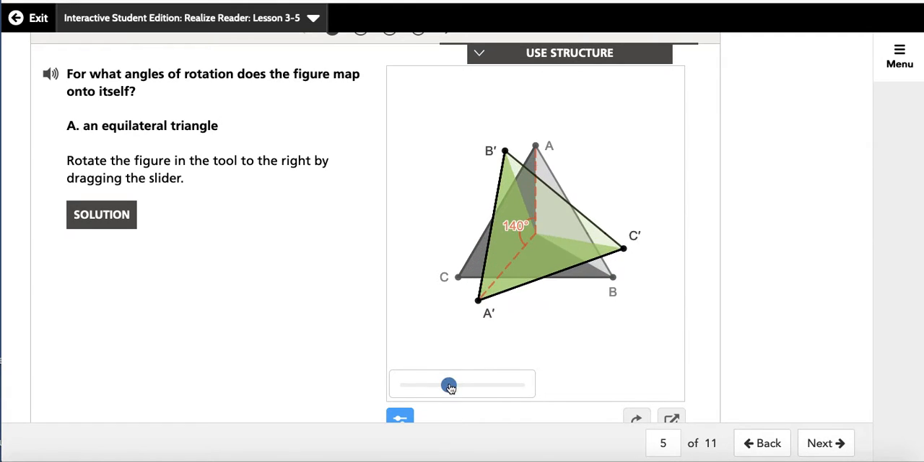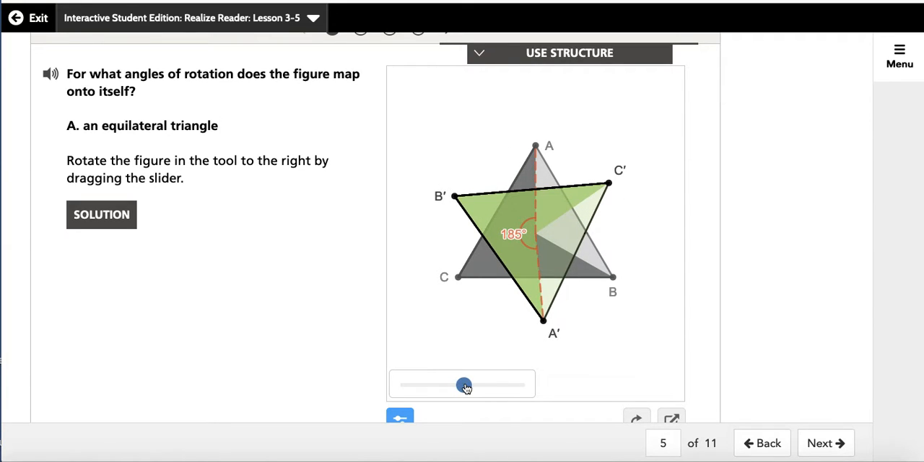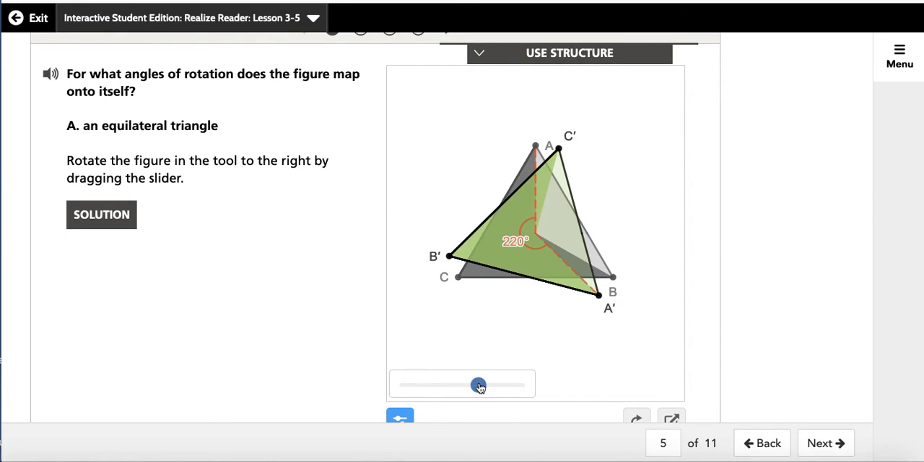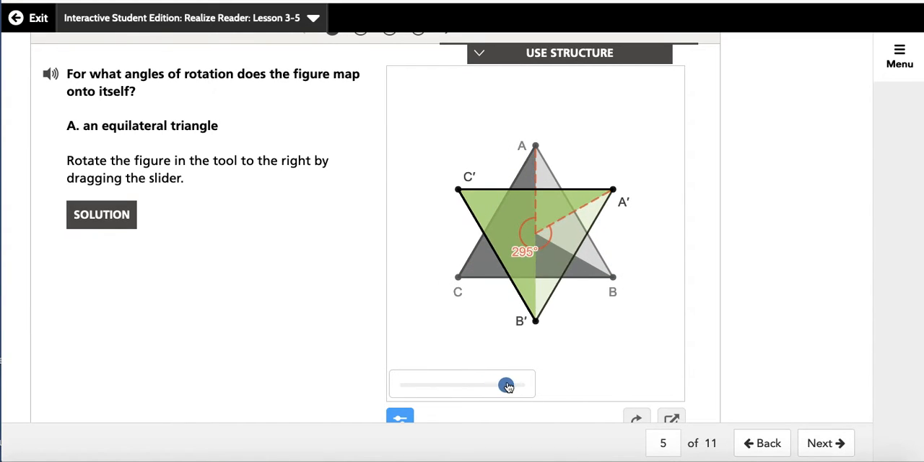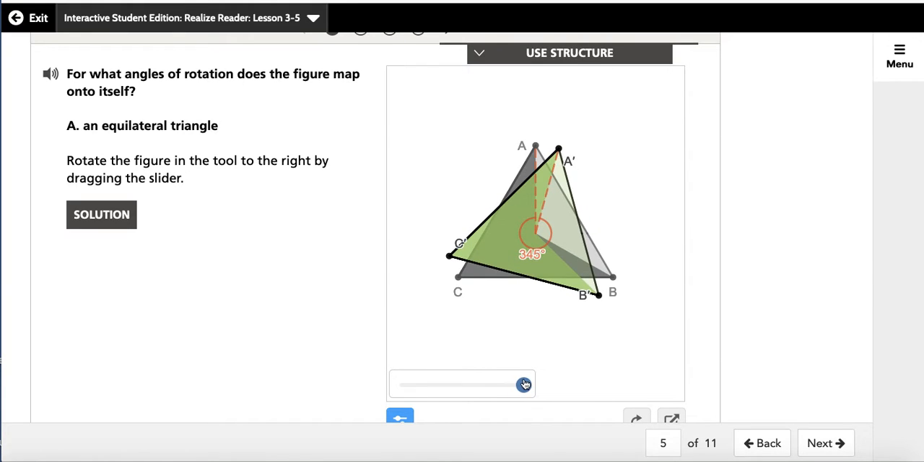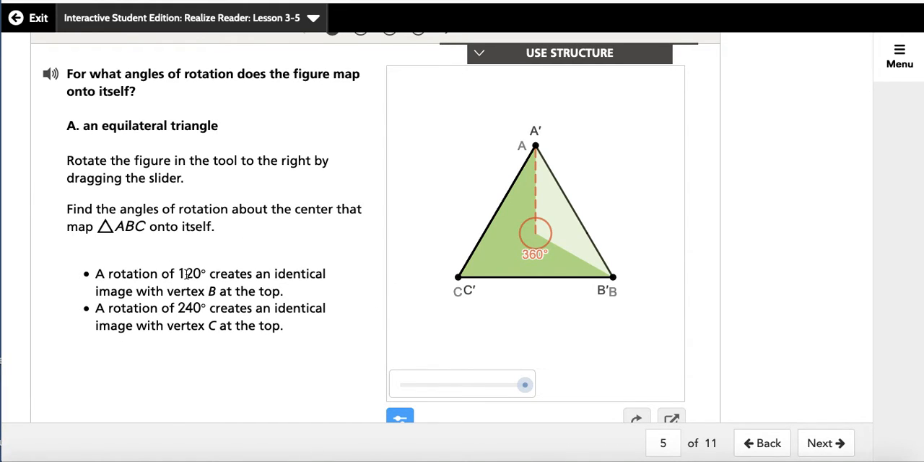Keep going. Right there at 240. And then 360 doesn't count. So it looks like it happened at 120 and 240. A rotation of 120 degrees creates an identical image with B at the top. Rotation of 240 creates an identical image with C at the top.